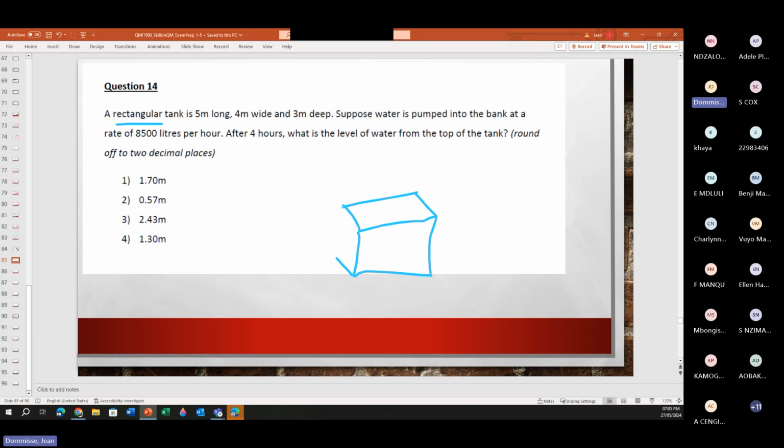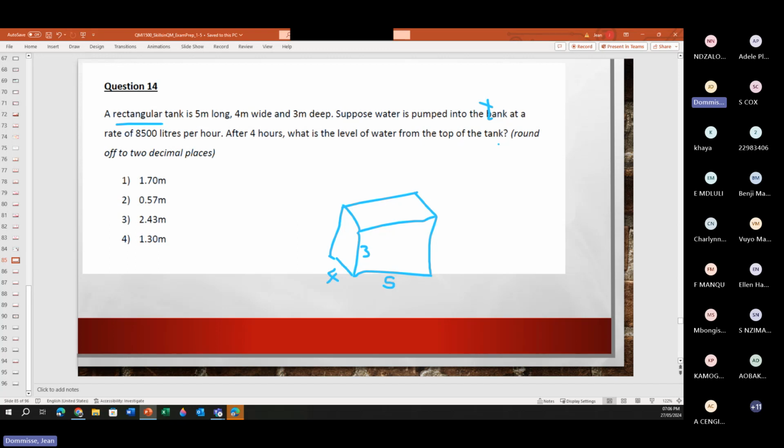Okay, so 5 meter long, 4 meter wide, 3 meter deep. Suppose water is pumped into the tank, not bank, at a rate of 8,500 liters per hour. After 4 hours, what is the level of water from the top of the tank?